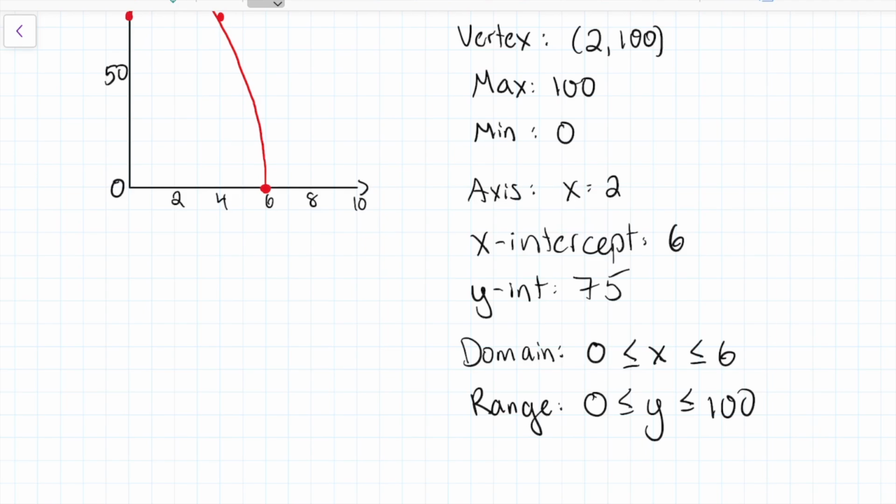So there we go. That is quadratic equations. It's a really important concept that we're going to see a lot, so make sure you've got a handle on this, and we'll see you in the next one.